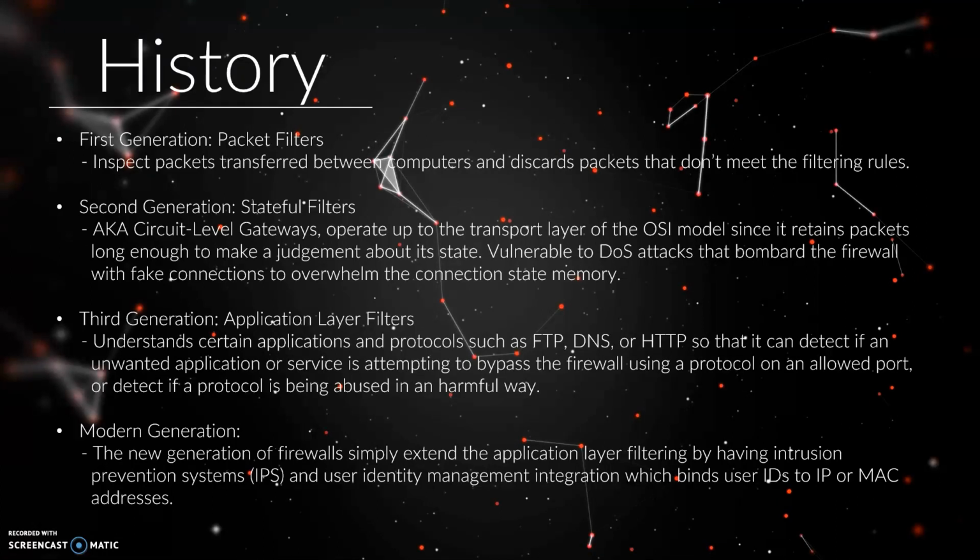The third generation of firewalls is application layer filters. So these understand certain applications and protocols, which the previous two do not, such as FTP, DNS, or HTTP, so that it can detect if an unwanted application or service is attempting to bypass the firewall using a protocol on an allowed port, or detect if a protocol is being abused in a harmful way. So it's the more modern one, where it checks if you have an open port, and if you have an application trying to use it, it checks if it has a protocol that it recognizes, and then sees if it's harmful in any way.